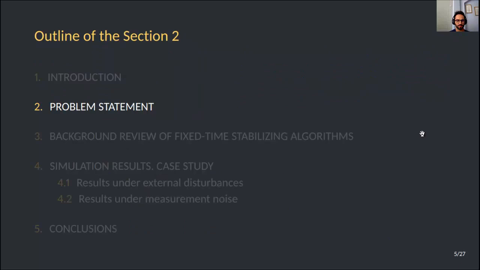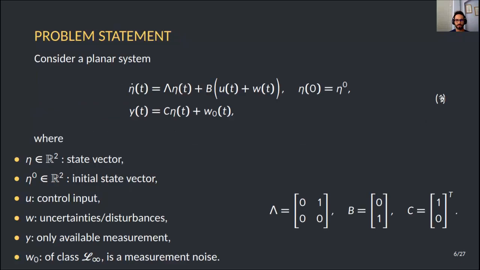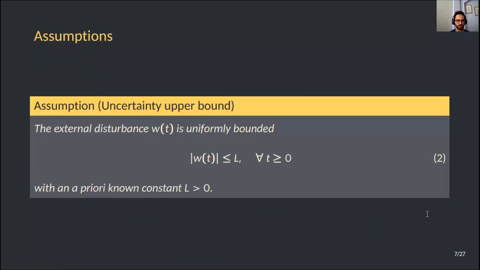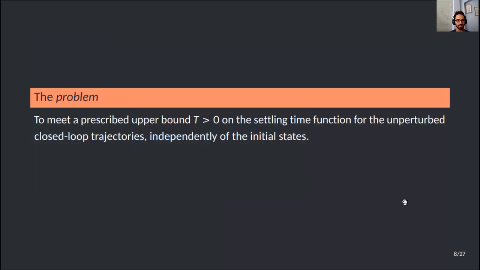Let us introduce the problem statement as follows. We have a second order system in 1, which is affected by matched disturbances W and measurement noise W sub 0. This system is described by the matrices capital Lambda, capital B, and capital C. The assumption about this system is that the external disturbance W is uniformly bounded with an a priori known constant capital L. So the problem is to meet the prescribed upper bound capital T on the settling time function for the unperturbed closed loop trajectories independently of the initial states.